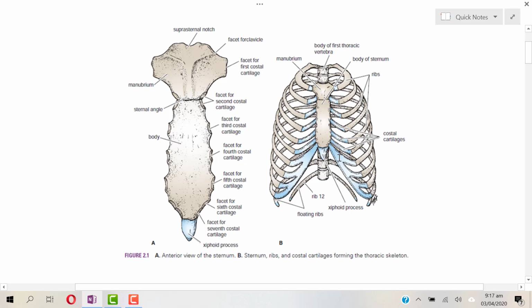Okay, so this was the complete lecture. I have completed the lecture on the osteology of the thoracic cage. We have discussed the sternum, we have discussed the ribs, we have discussed the vertebra.